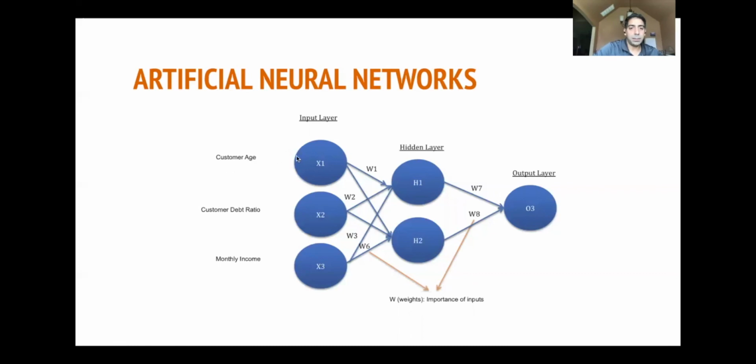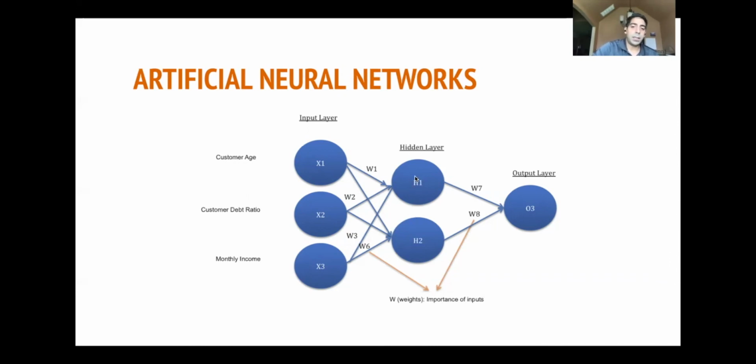For example, the input layer can be customer age, debt ratio, monthly income, stuff like that. Then each one you give some weight, and this node is going to take x1 times w1 plus x2 times w2 plus x3 times w3 and add them all together. Then there is a function, called the activation function, that if the sum is above some threshold, it's going to give you a result. If it's lower, there are different cases. It can be either just 0 or it can be negative, and so forth.